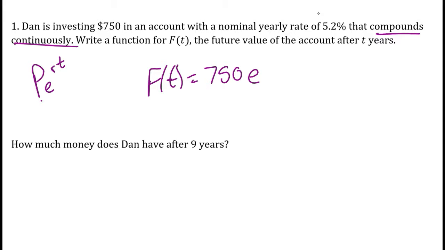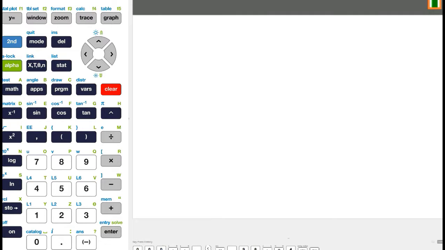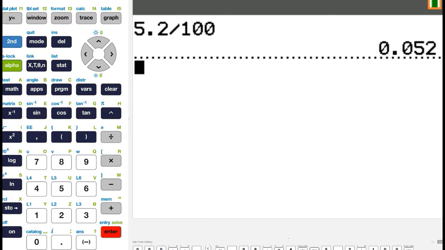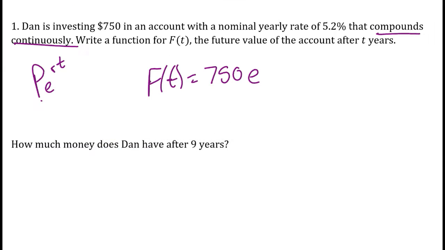Well, I don't like 5.2%. 5.2% is 0.052. So e to the 0.052 times t. That's our future value function when we're compounding continuously.